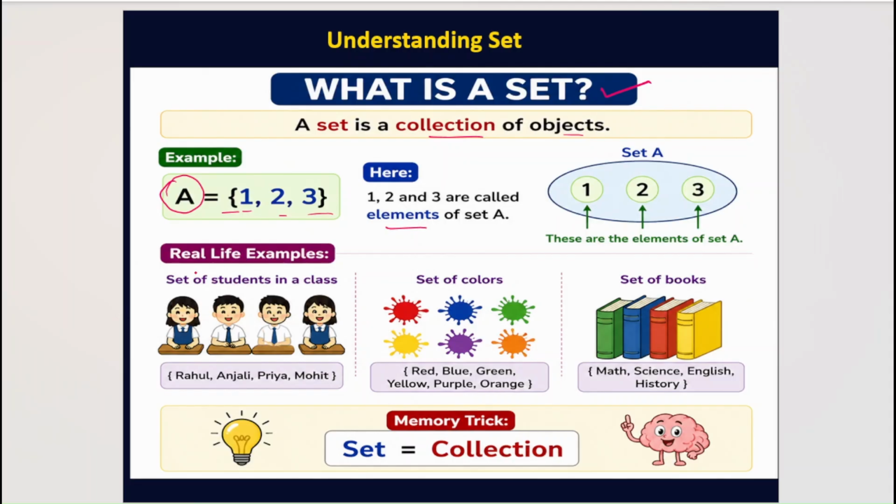Below are real life examples. For example, the set of students in a class represents a set. A set of colors also represents a set. A set of books also represents a set. So what exactly does a set mean? A set means a collection of something. In mathematics, that something is known as the object, or we call it the element.